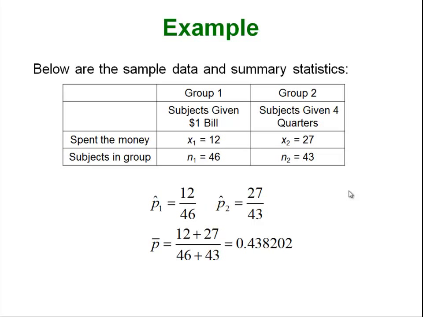So you can see already, just from the numbers, that it seems that the people with quarters were spending more than the people with a dollar bill. It was more than twice as many for roughly the same sample size. You can, of course, calculate both of your p-hats very simply with success over total, and then you can also calculate your pooled p. Total successes, 12 plus 27, over total sample size of 46 plus 43. So it looks like almost 44% of all of the subjects spent the money, right? Just a little less than 44% of all the subjects spent the money.